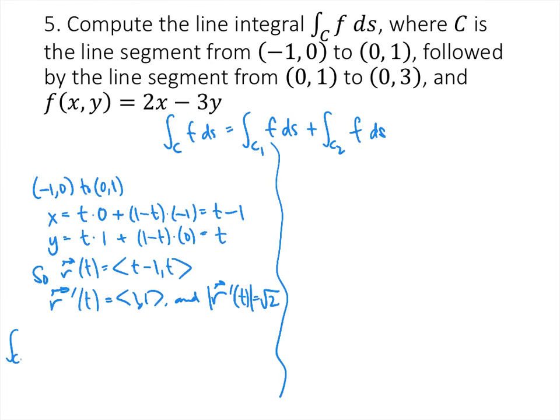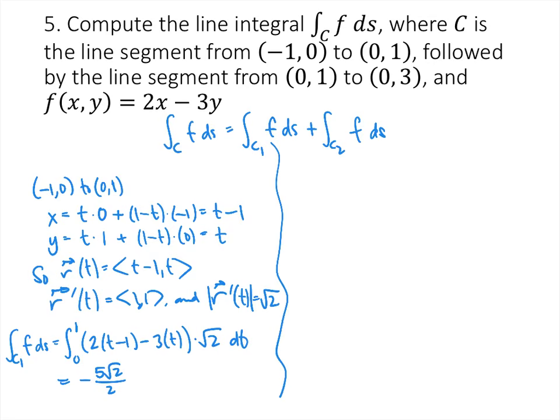So our integral over this portion of our curve of f ds is going to be the integral from 0 to 1. Remember, when we parameterize these line segments, we always go from 0 to 1. Our function is 2x minus 3y, so that's going to be 2 times (t minus 1) minus 3 times t, times our speed factor, which is the square root of 2, and then we integrate that with respect to t. And when we work all that out, what we're going to get is negative 5 radical 2 over 2. So that's our first portion of our line integral.